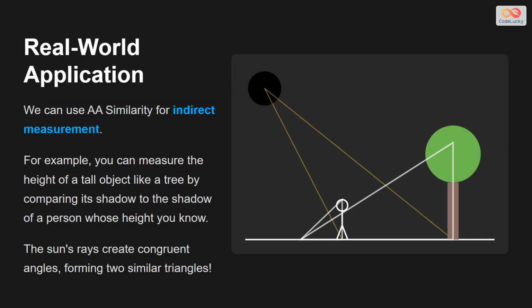This isn't just a textbook concept. AA similarity has practical uses. It's a key principle behind indirect measurement. For instance, you can calculate the height of a very tall tree by measuring its shadow and comparing it to the shadow of an object of a known height, like yourself. The sun's rays hit both objects at the same angle, creating a pair of similar triangles.